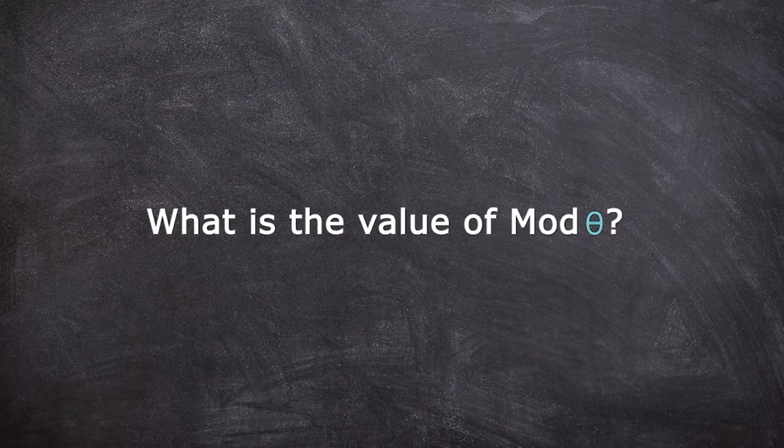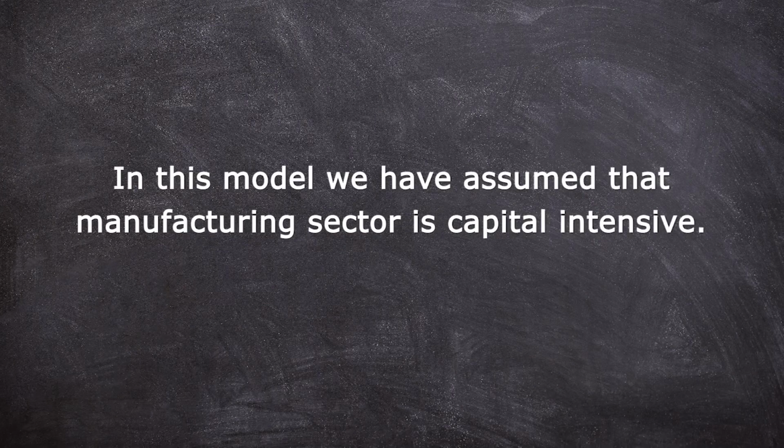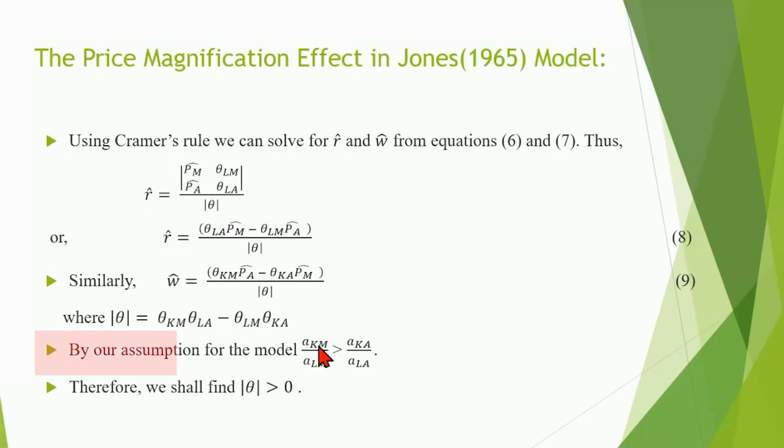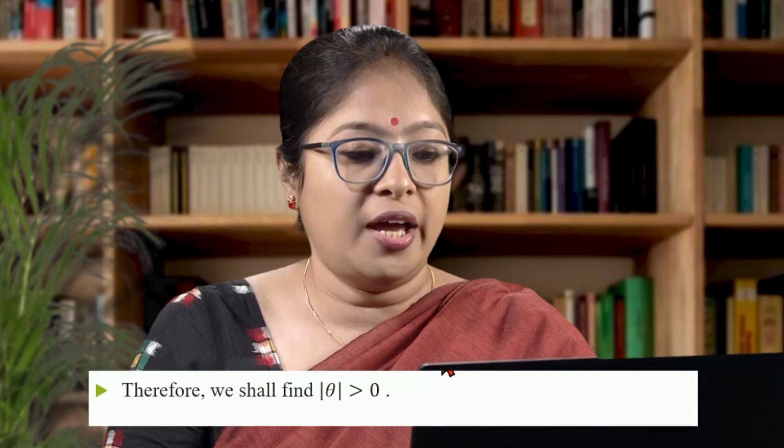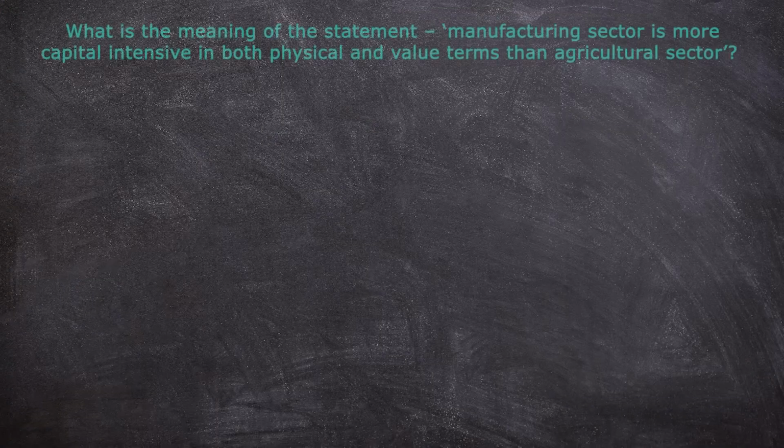Now what is the value of mod theta? In this model we have assumed that manufacturing sector is capital intensive. So AKM by ALM is greater than AKA by ALA. And we can say that if this is capital intensive in physical terms, it is also capital intensive in value terms. And under this condition, we find that mod theta is greater than 0.